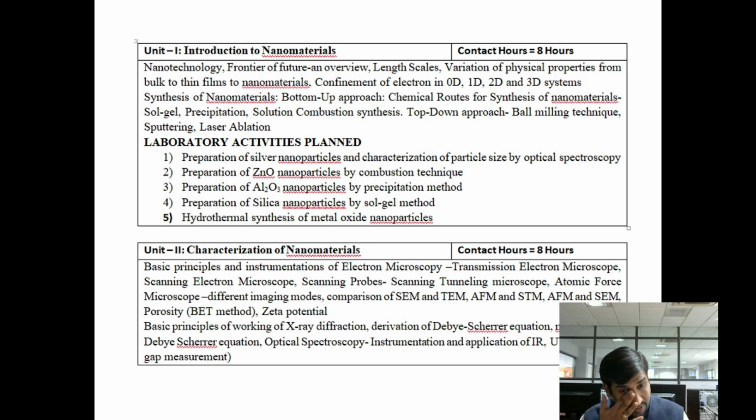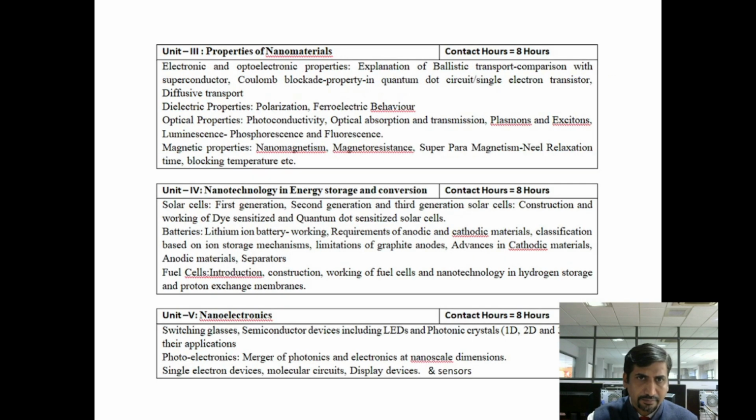Porosity, how porous a material is, can be studied using the BET method. Zeta potential tells the surface charge on the material. We cover the basic principles of working of X-ray diffraction and derivation of the Debye-Scherrer equation, which gives the crystallite size and all those things. And optical microscopy also, we have infrared and UV visible studies.